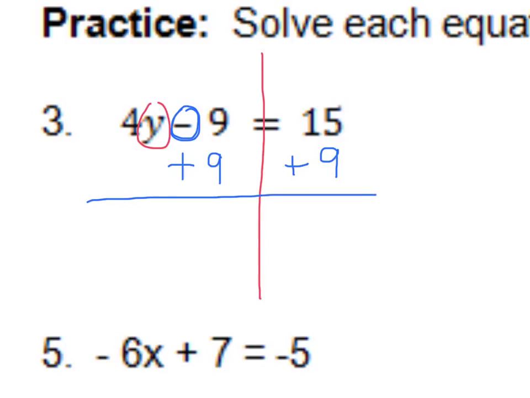Okay, so now let's just see what we've got. Our 9's cancel out. That leaves us with 4y equals 24. Okay, so we've gotten through step 3. Now we have to go to step 4, which is divide or multiply by the coefficient of our variable. Coefficient, remember that word we learned in class? Coefficient is the number beside the variable.